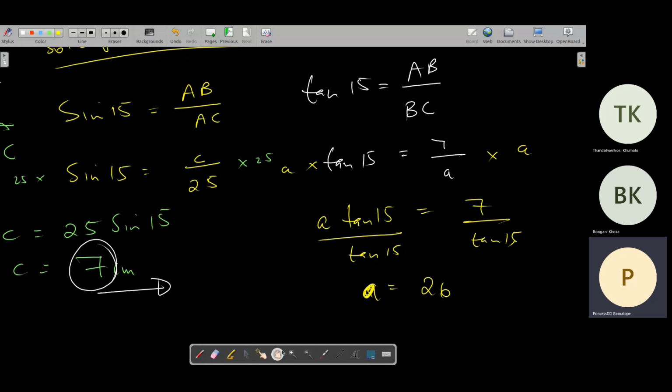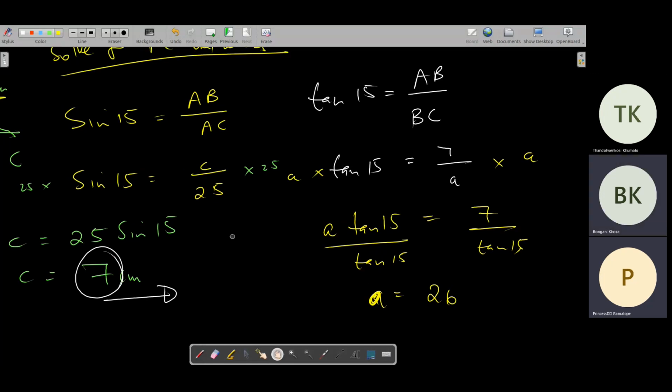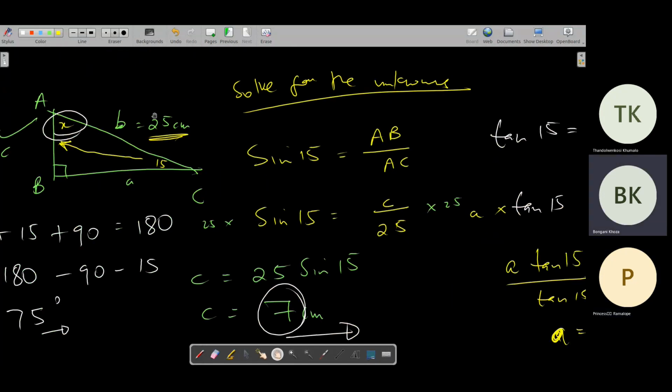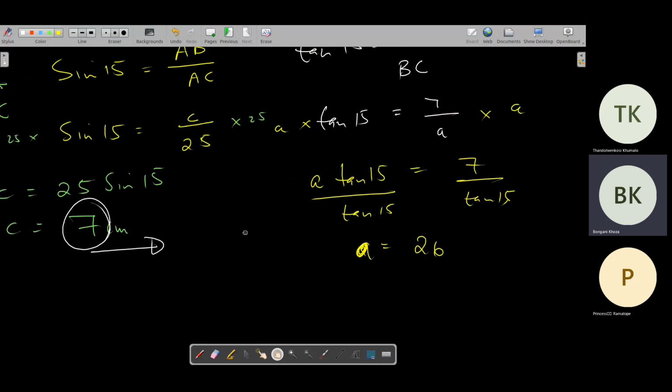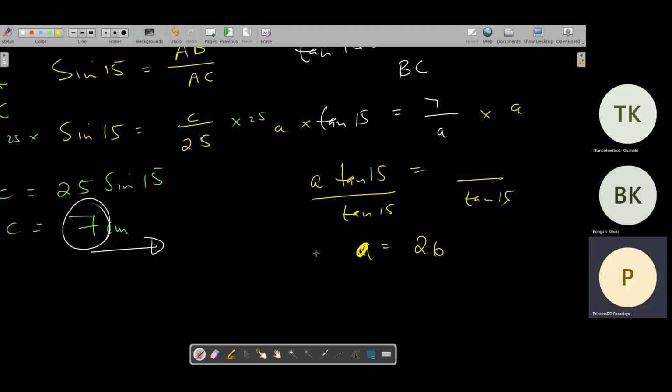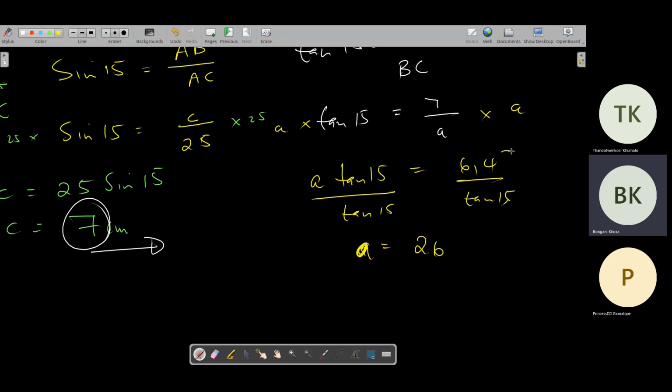Yes, the hypotenuse is 25, and in the calculation it came out as 26. That means we need to adjust. This is supposed to be 6.47, so this is 24 point something.